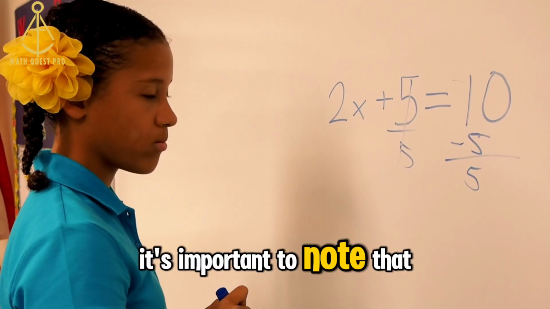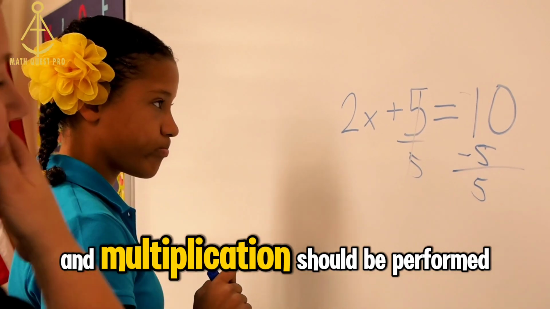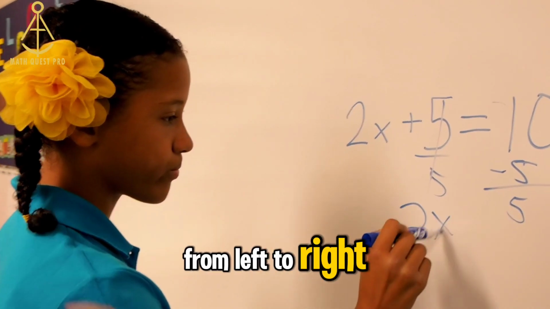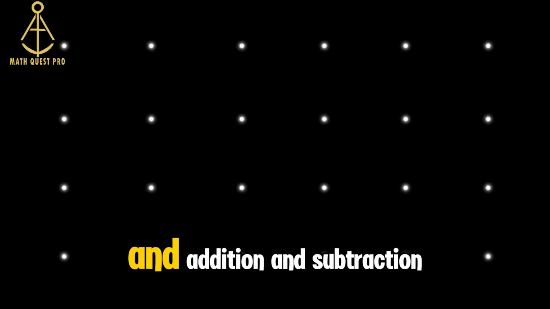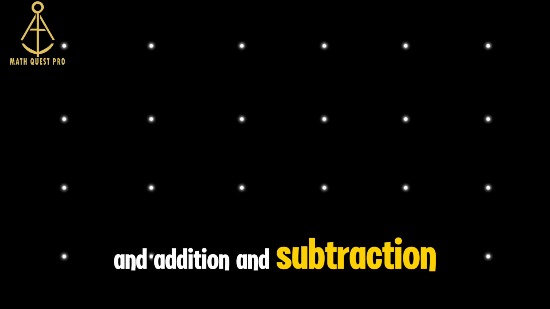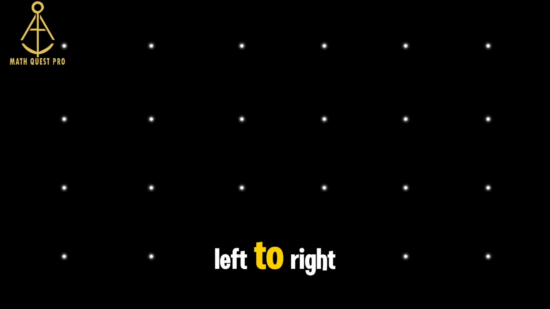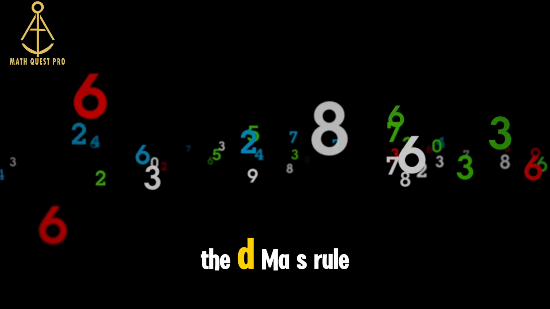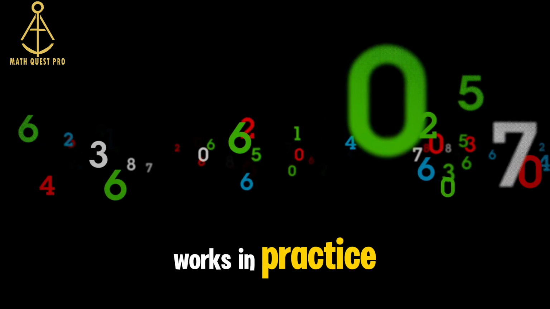It's important to note that division and multiplication should be performed from left to right as they appear in the expression, and addition and subtraction should also be performed from left to right as they appear. Here's how the DMAS rule works in practice.